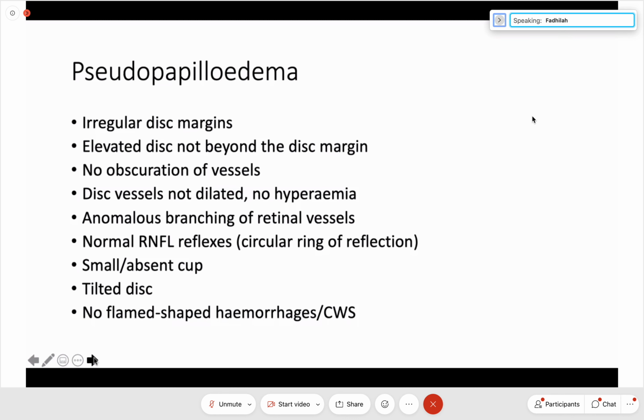Sometimes the cup is very small. It's even absent. The disc can be tilted as well, and there shouldn't be any hemorrhages surrounding the disc.